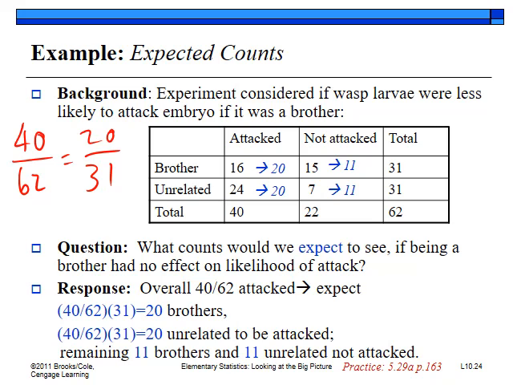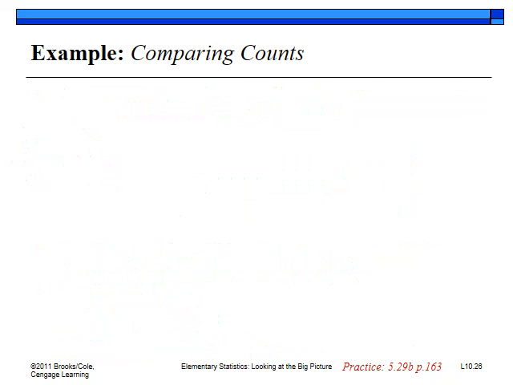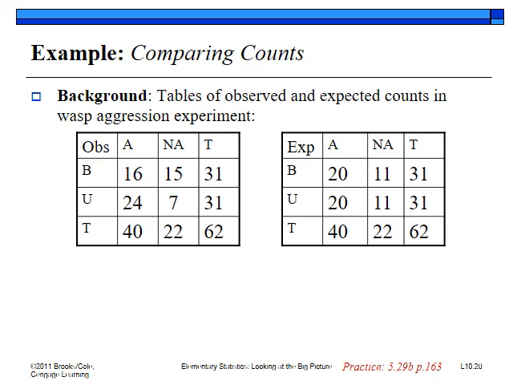Notice the fact that this was an experiment, so the individuals were evenly divided between brother and unrelated. The fact that we had 31 in each group, the fact that those numbers are the same, makes this calculation a little bit easier. In a moment, we'll look at how to do this calculation if those numbers are not the same. But first, let's look at the wasp example one more time.